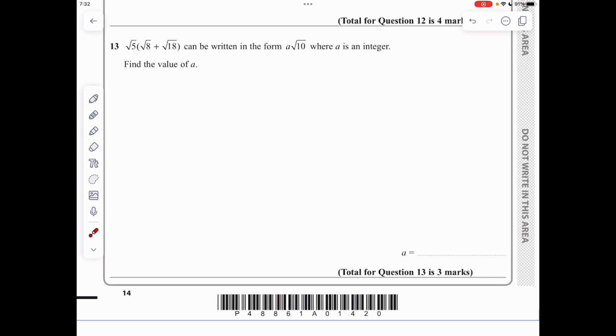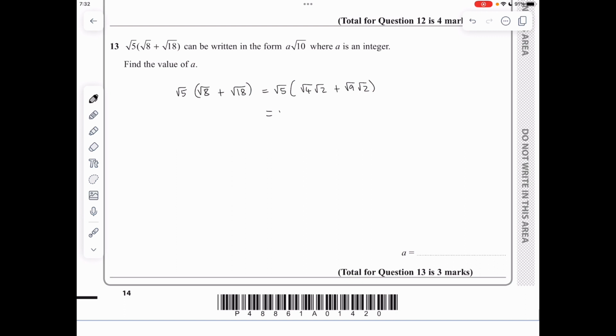In 13, we're given root 5 brackets root 8 plus root 18, and we need to show that this can be written in the form a root 10, where a is an integer. So let's start by considering what we were given. Before expanding, I will focus on what's in the brackets. I will write root 8 as root 4 times root 2 and root 18 as root 9 times root 2, because it will give me an expression in terms of root 2.